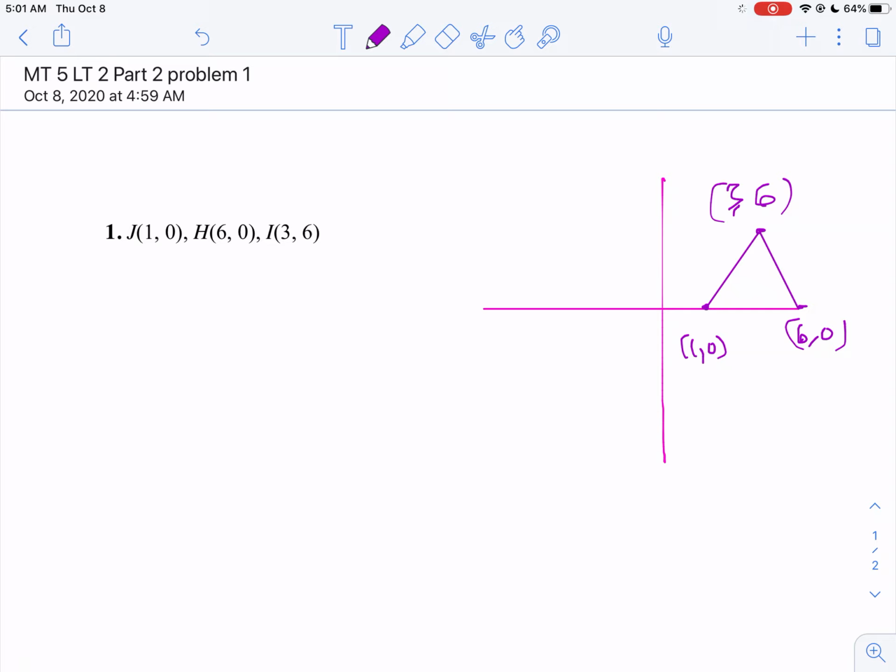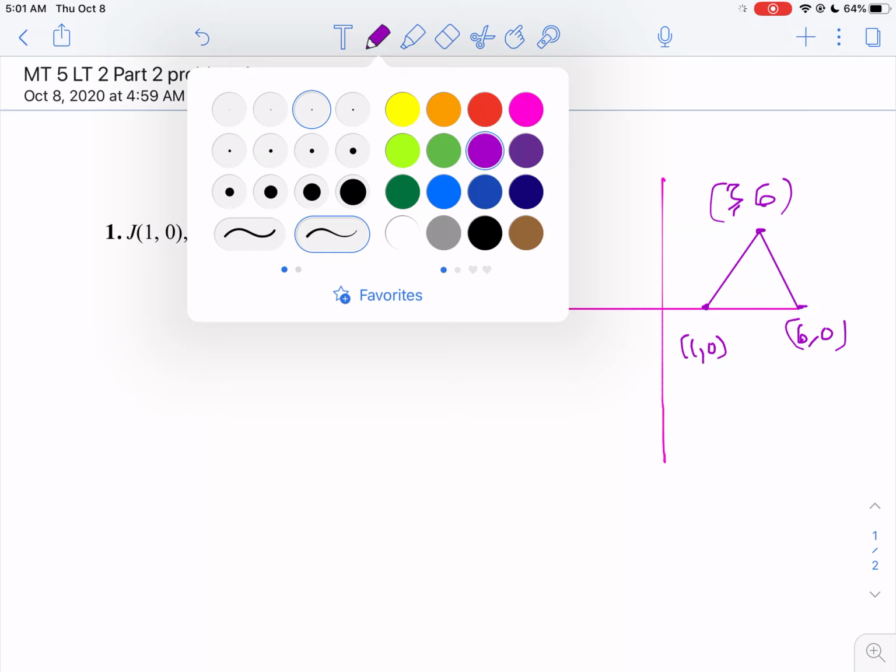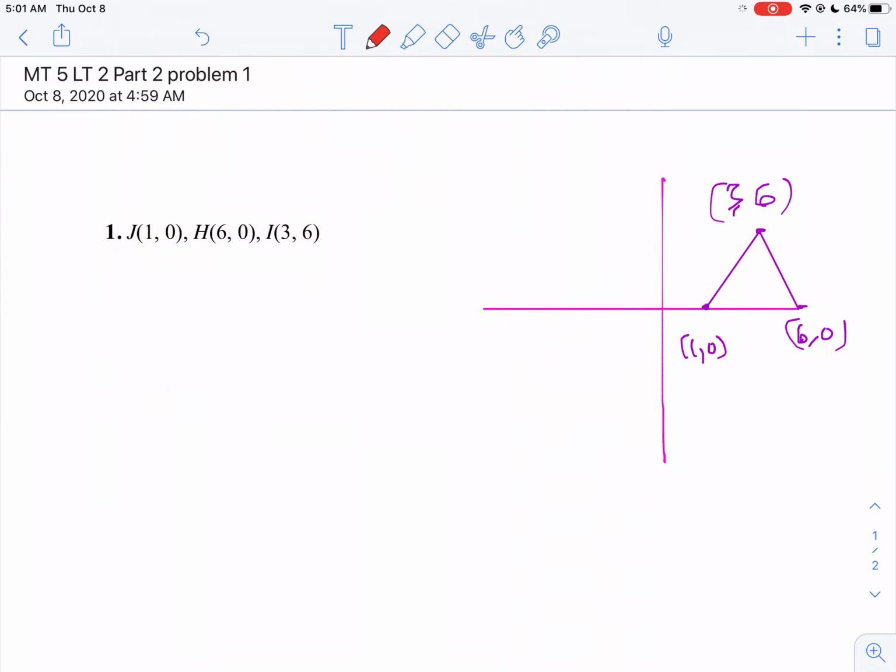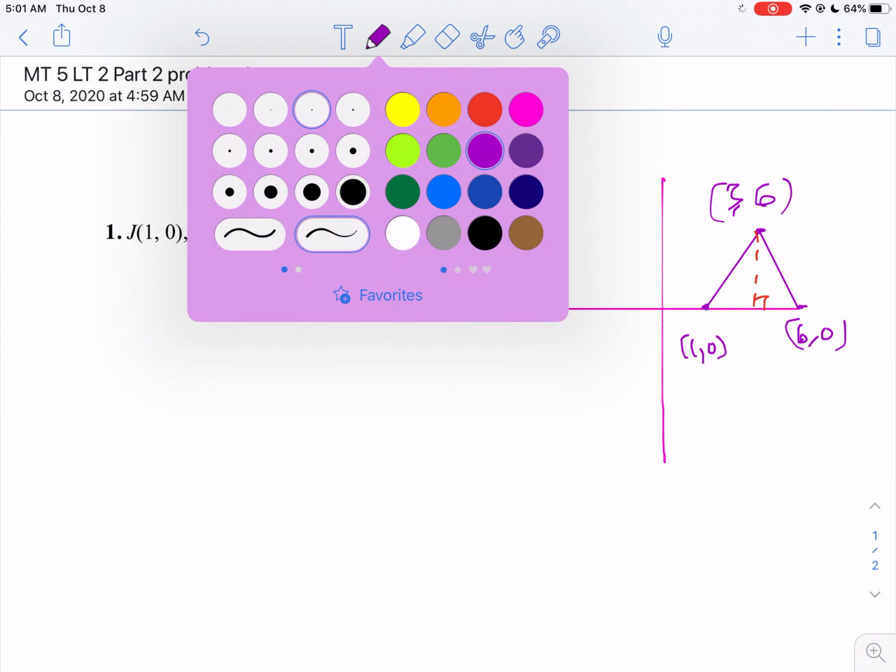Now, what happens is we have a horizontal line as part of our triangle. So we know perpendicular, because that's what an altitude is, to the horizontal line is going to be a vertical line. So I know one of my altitudes right away is this vertical line, x equals 3.